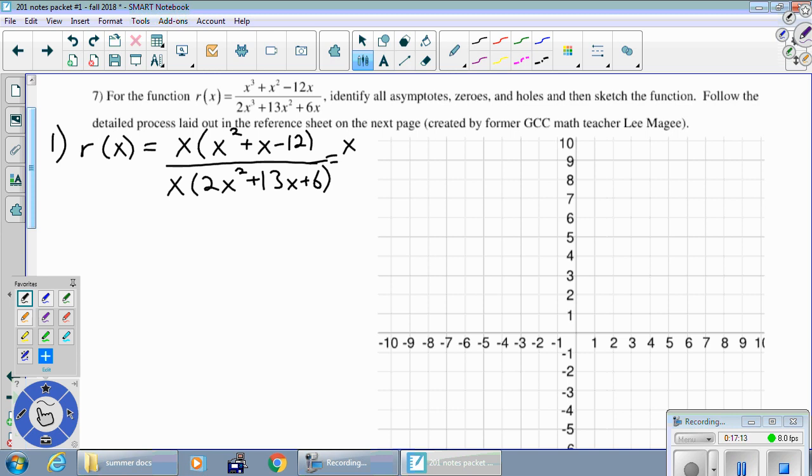Don't forget the x in the front. That doesn't disappear, although it will cancel in just a moment. So 2 new sets of parentheses, something like this.